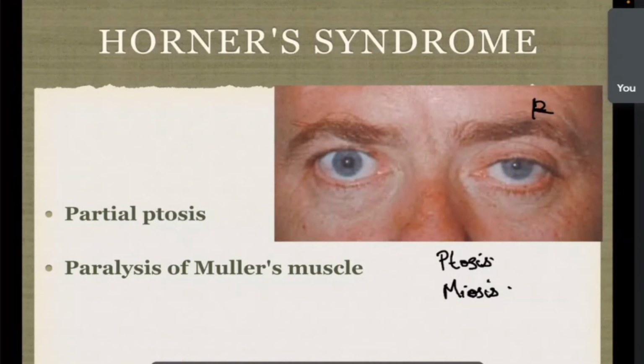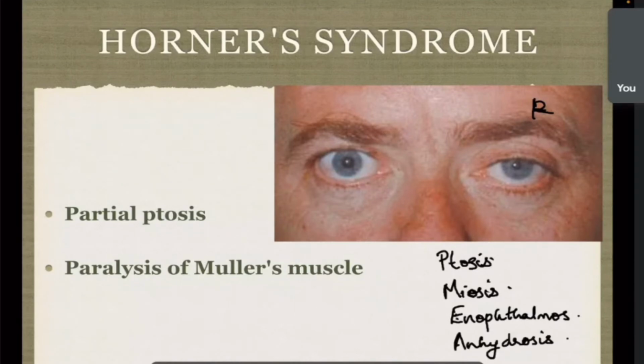Then there is enophthalmos. What is enophthalmos? The eyeball has gone inside. Exophthalmos is what? The eyeball is bulging outwards. Enophthalmos is the opposite of that: the eyeball has receded backwards in the orbital cavity. Then there is anhidrosis. What is anhidrosis? Loss of sweating in that half of the face. That will be anhidrosis, loss of sweating.